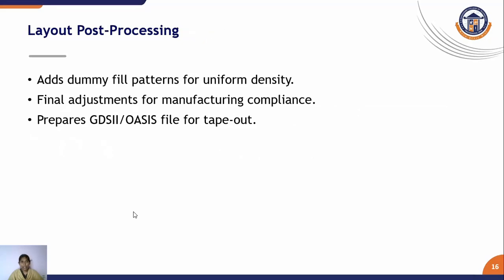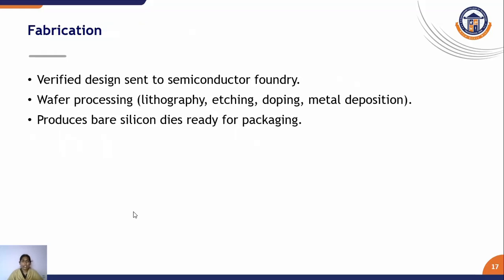Then after that, we enter layout post-processing. Here we add dummy fill patterns for uniform density, make final adjustments for manufacturing compliance, and also prepare the GDS2 or OASIS file for tape out. Tape out means we send our design file, the GDS2 file, to the fabrication unit. Here the design is handed over to the semiconductor foundry.